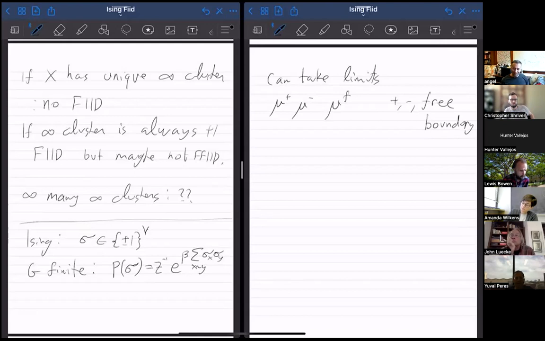Again, just a key fact is that there is a critical transition. There is a phase transition where for large beta you get non-uniqueness, so mu plus and mu minus are different, whereas for small beta you get uniqueness. So all of these measures will be equal.